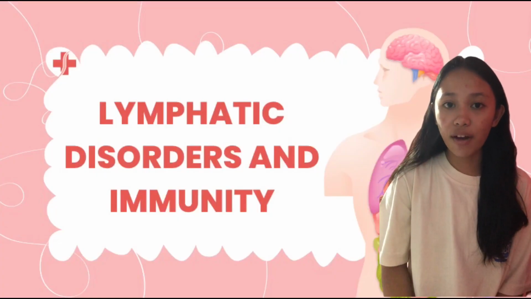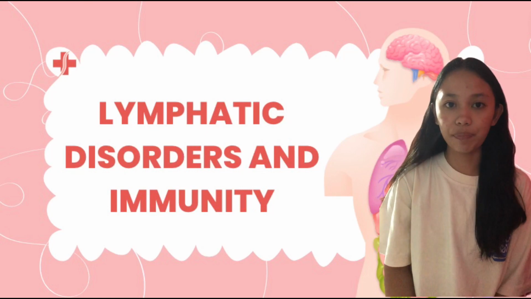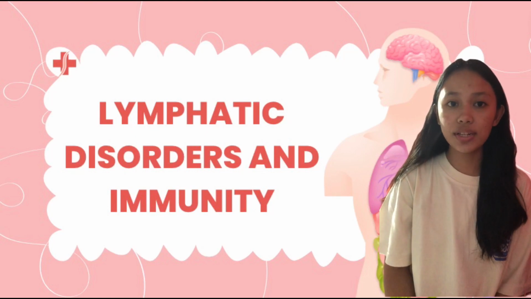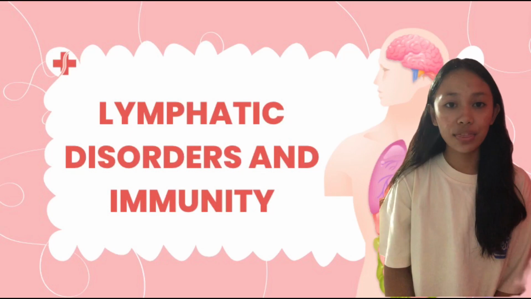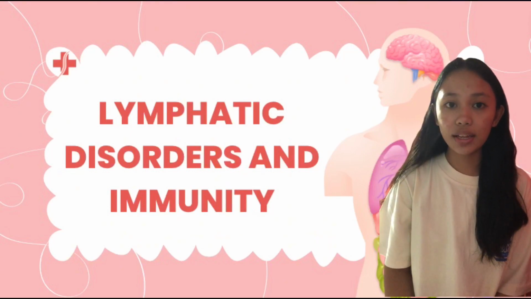First, let's define what the lymphatic system is. The lymphatic system is an organ system in vertebrates that is part of the immune system and complementary to the circulatory system. Next, let's define what immunity is. Immunity refers to the ability of the body to defend itself against disease-causing organisms.